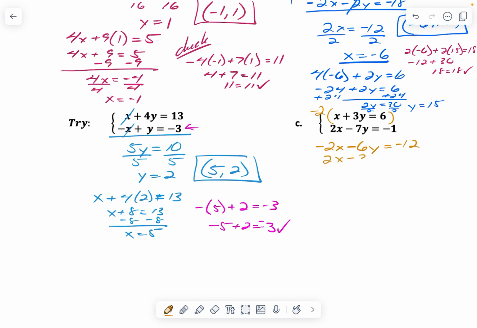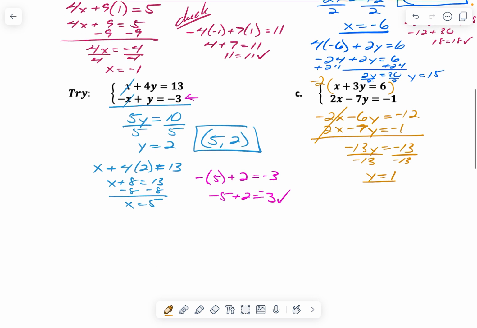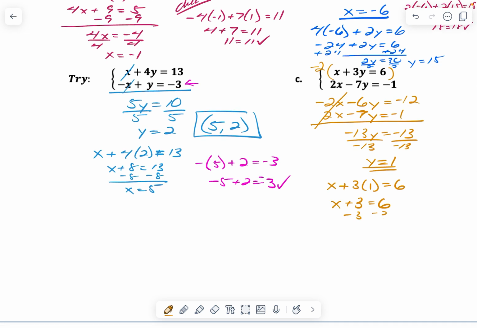And then I'm going to rewrite my second equation right underneath it. X's cancel out. Negative 13y equals negative 13. Y equals 1. Now that we have that, we can plug that back in. I'm going to plug it in the first equation. So x plus 3 times 1 equals 6. X plus 3 equals 6. Minus 3, x equals 3.